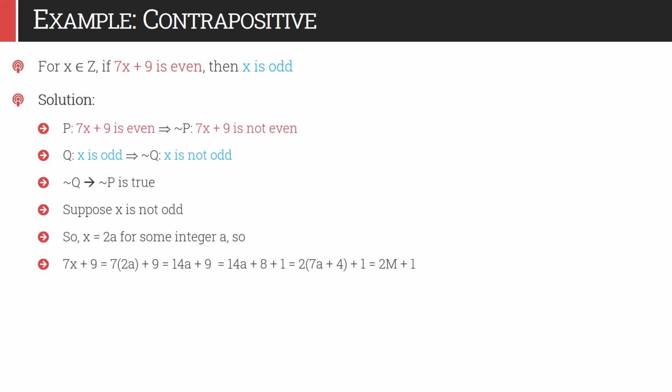7x plus 9, we can rewrite it as 7 into 2a plus 9. We assume that x is 2a. Right? So that would be 14a plus 9. 9 we are rewriting by factoring it into 8 plus 1. So that will be 14a plus 8 plus 1. From first two terms, we can take 2 common because both are even. So we can rewrite it as 2 into 7a plus 4, plus 1. And 7a plus 4 might be odd, might be even, we don't know. Right? So we'll assume that that number is some m. So that is equivalent to 2m plus 1.